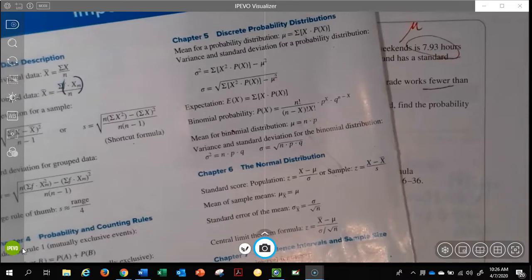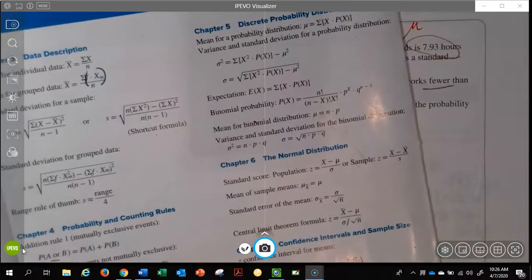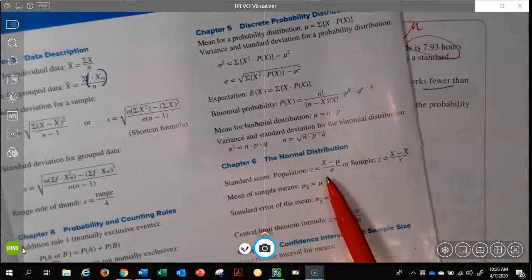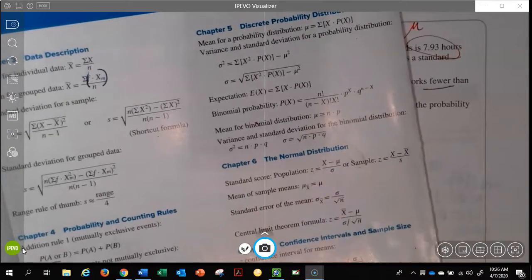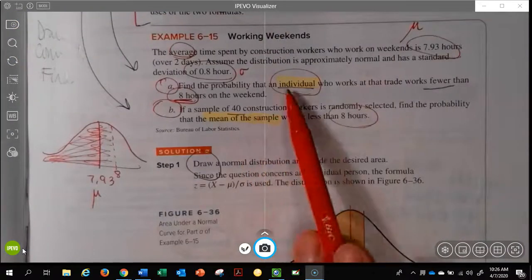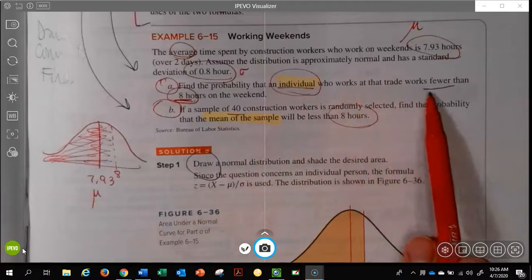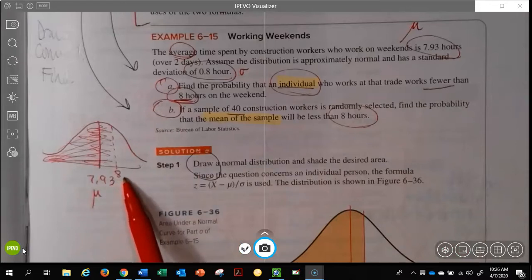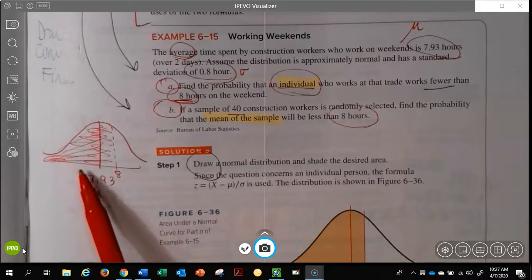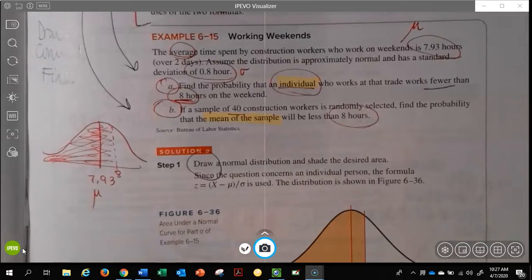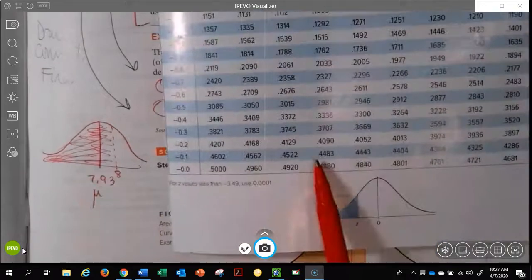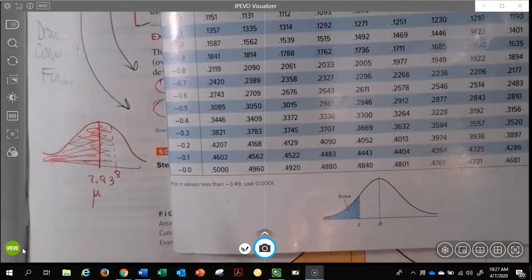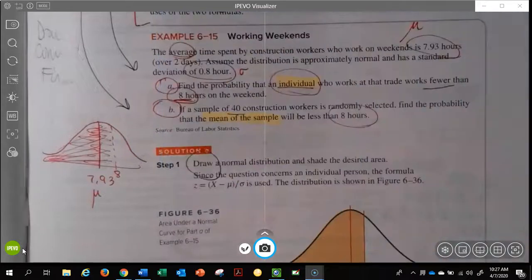So looking here, I'm going to need to use this Z-score because it's an individual piece of data. Who works at that trade, who works fewer than 8 hours. So I've already put my 8, which is above the mean, and I've got my scribble in because we want fewer. I am elated because that tells me this drawing matches the chart drawing, so whatever number I find, no manipulation needed. It is what it is.